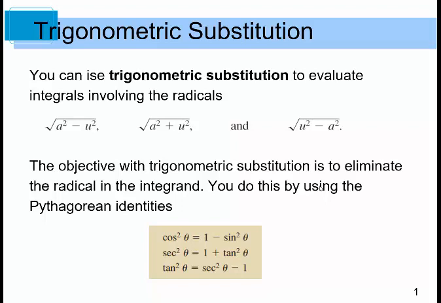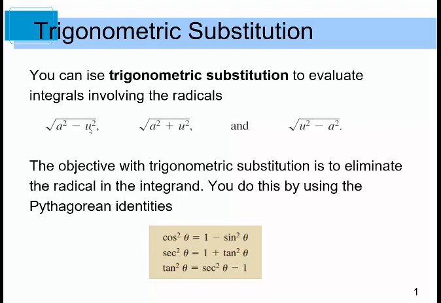But I promise you, what it does is take these really difficult integrals to solve and set them up very easily with trigonometry to integrate them. So we're going to use trigonometric substitution to evaluate integrals involving these radicals. Sorry for the typo there. It's supposed to just be trigonometric substitution to evaluate integrals involving these radicals.